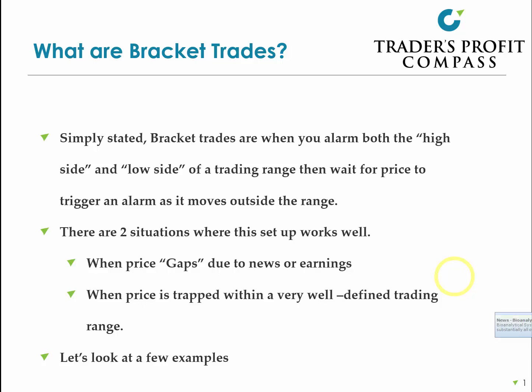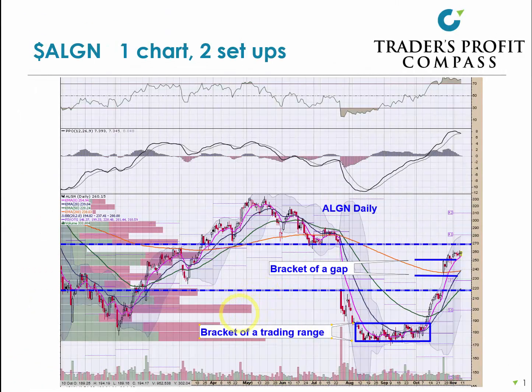And there's really two situations where this sets up really well. One is when you get a price gap due to some news or earnings, and the other is when you've got price in a well-defined trading range where you can identify support and resistance very well. Then you can alarm those levels and wait for price to make a move. So let's look at a few examples.